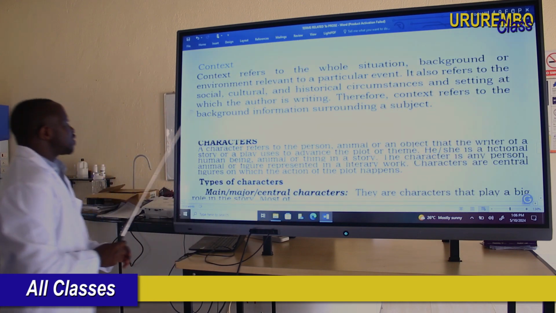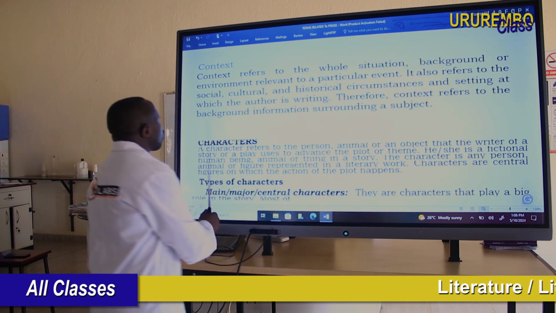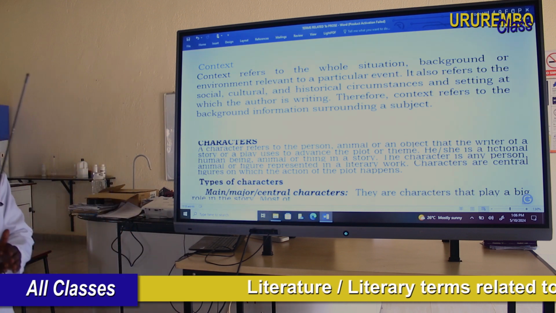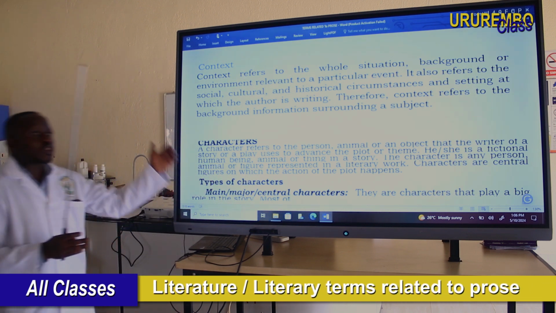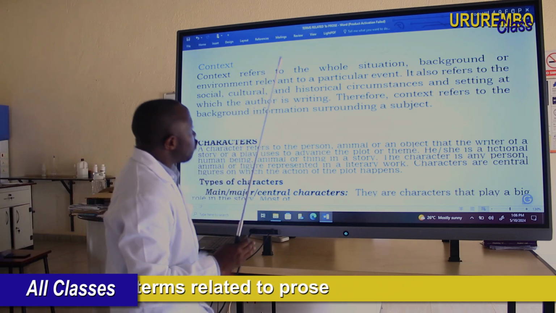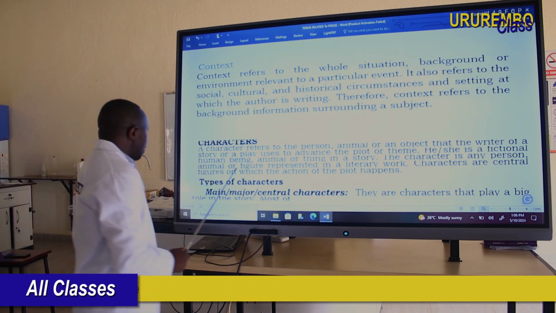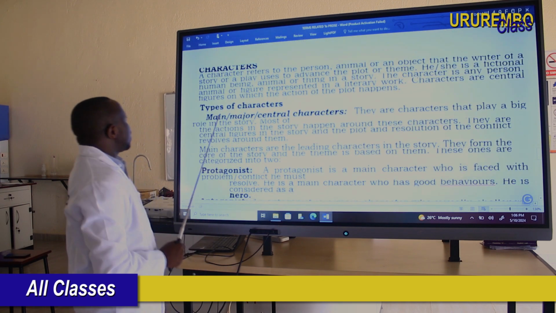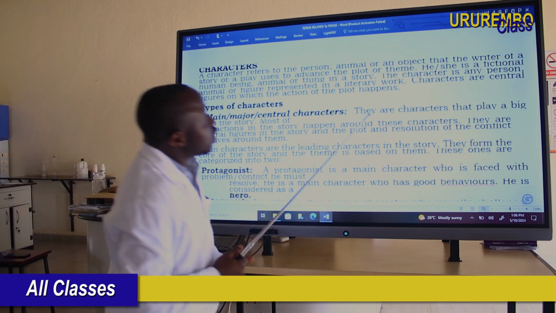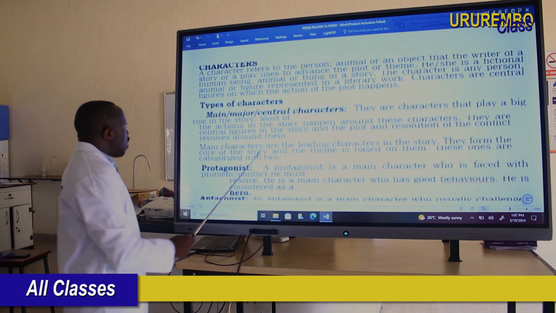When we say context, context refers to the whole situation, background, or environment relevant to a particular event. When we say the context of the play or the context of the novel, it means its background, its background situation, its historical information or circumstances. Okay. Now, what is a character? A character is a person, an animal, or an object that the writer has used in a story. And then you have types of characters.